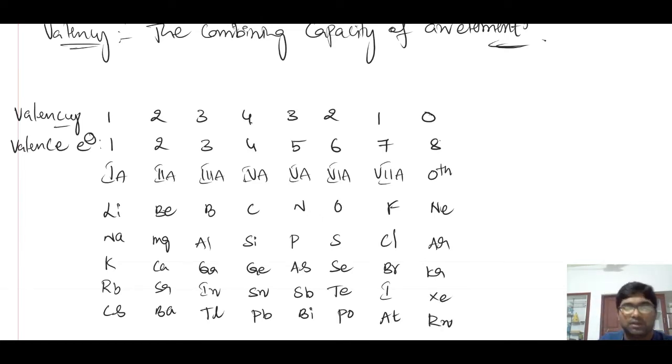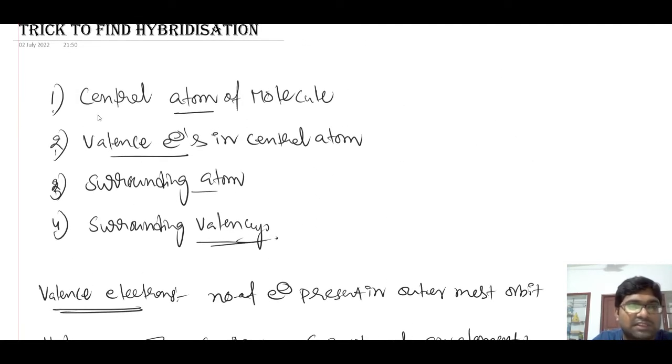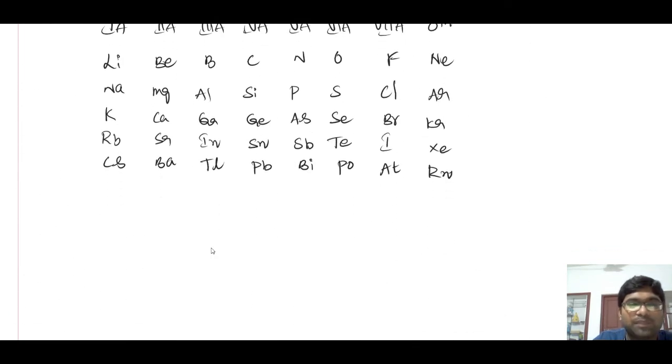These are the s block elements and p block elements, students. So in this case we know the number of valence electrons and valency. From this we can find the hybridization by using our 4 points. The central atom of the molecule we need to find. Next, the valence electrons in the central atom. Next, the surrounding atom, and the surrounding atom valency also. If you know these 4 points, we can easily find the hybridization.